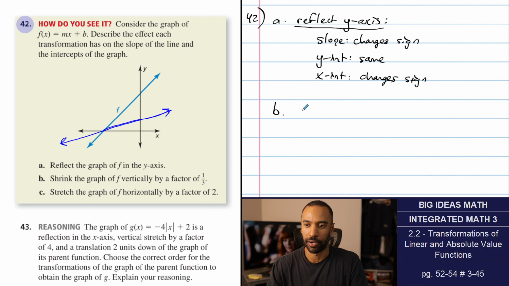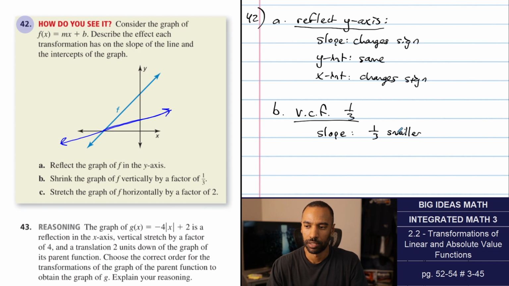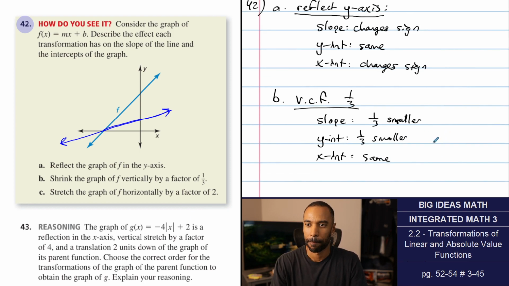So shrink graph vertically. So vertical compression factor of 1/3 means the slope will be 1/3 smaller. You divide it by 3. Y-intercept 1/3 smaller. I like this question. X-intercept is same. Part C.